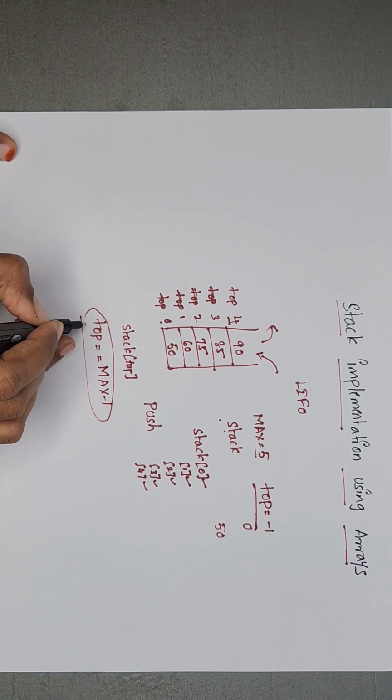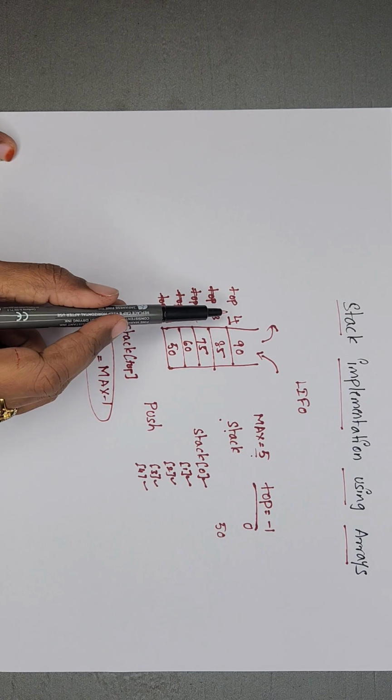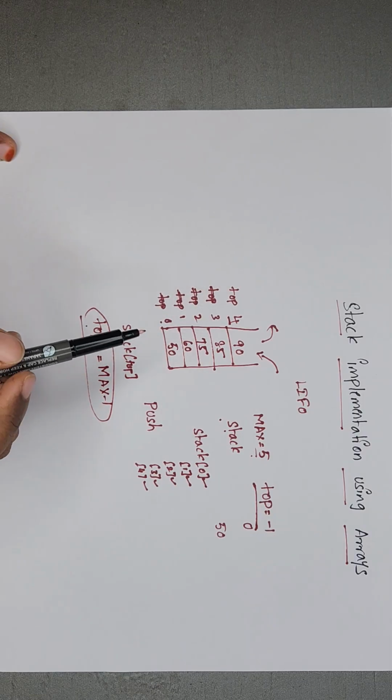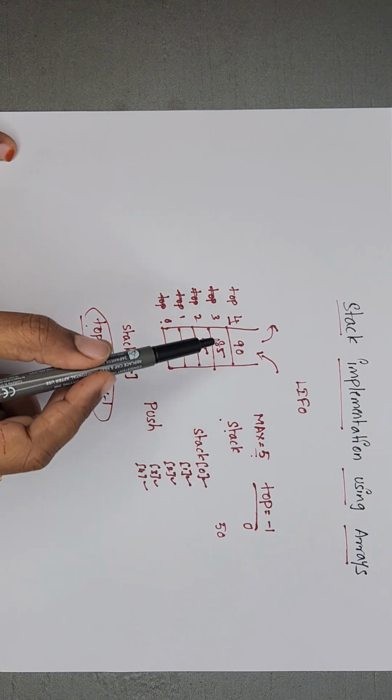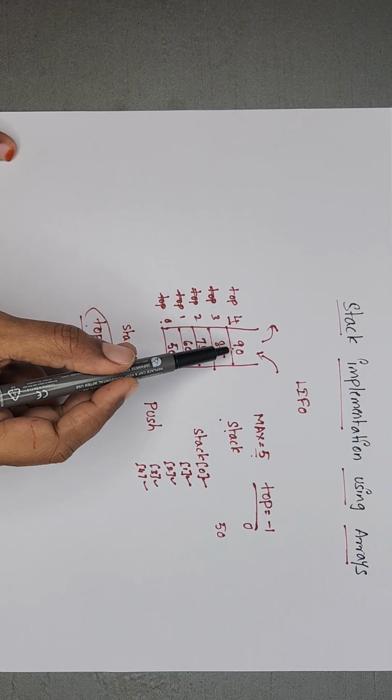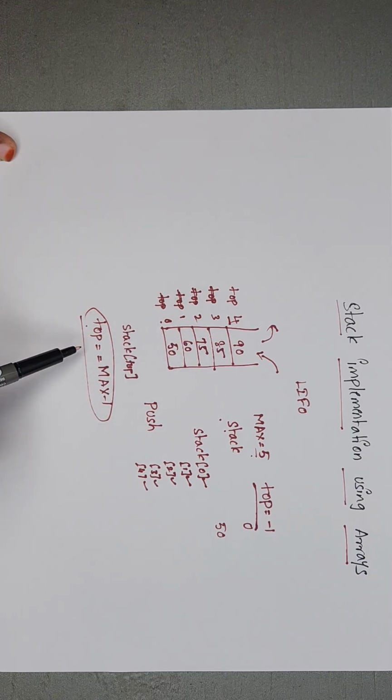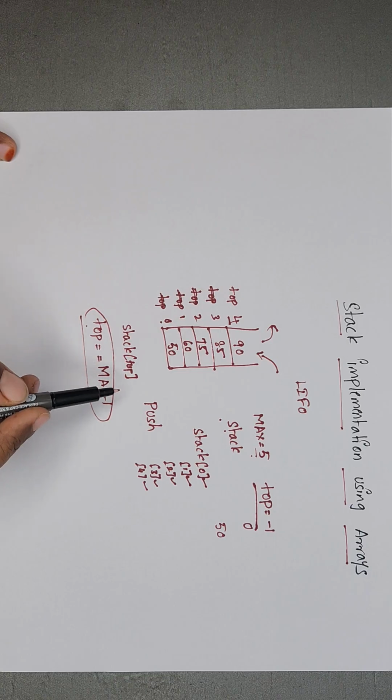See, always if maximum is 10, the last index is 9. Now the maximum value is 5. The last index is 4, and in the last index also an element is there. It means the stack is full. So we have to write the condition.